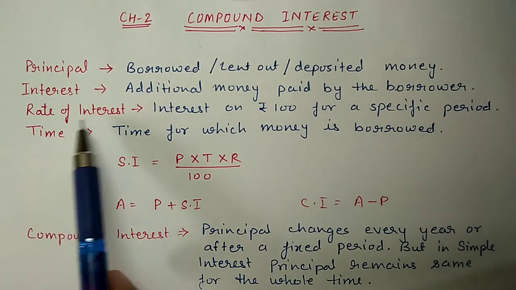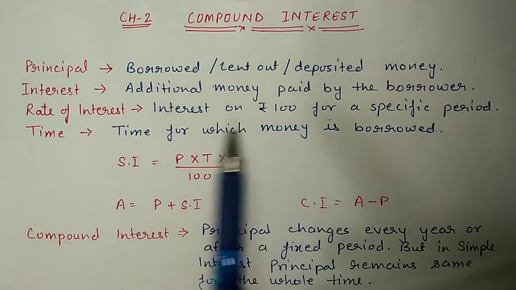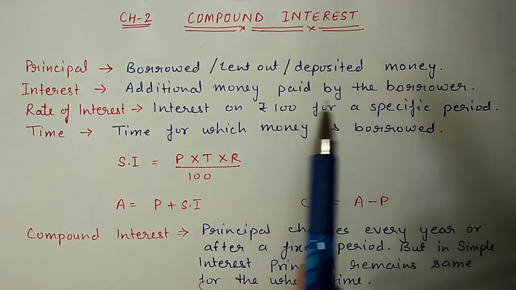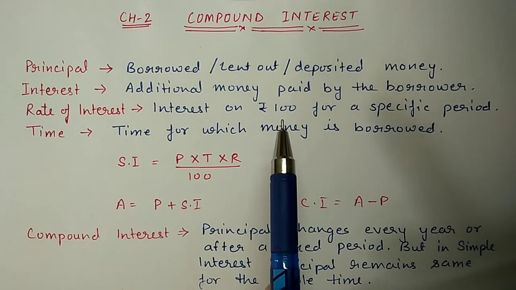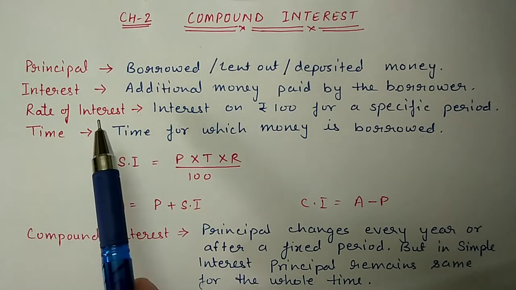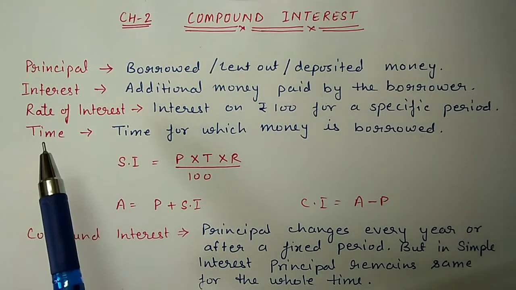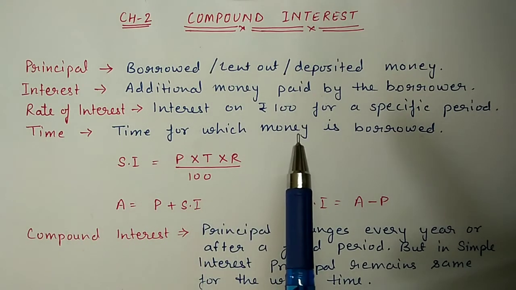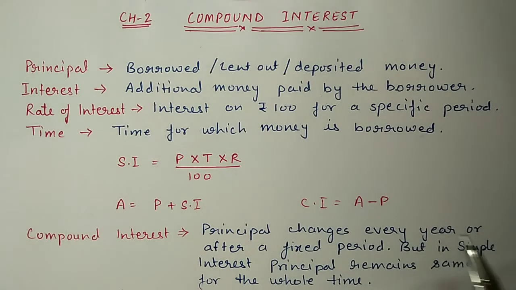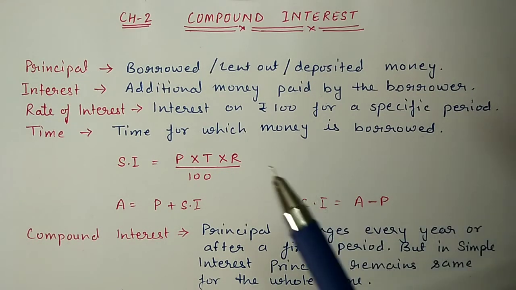And the third thing is the rate of interest. Rate of interest means for 100 rupees how much additional money we have to pay or we are getting from the bank. That we will call the rate of interest. And the fourth term is time, meaning the period for which you are borrowing or depositing money in the bank. That time duration we will call time.